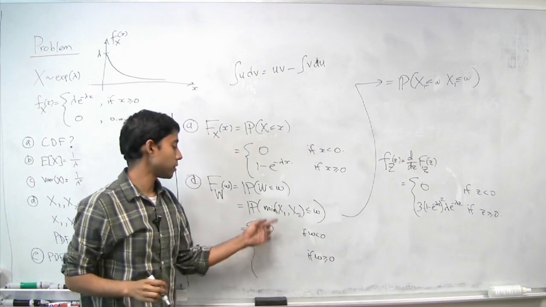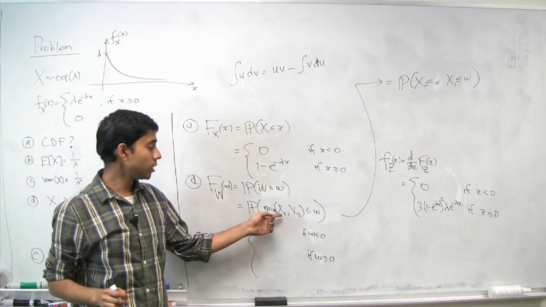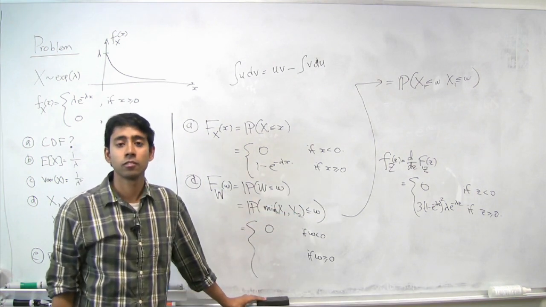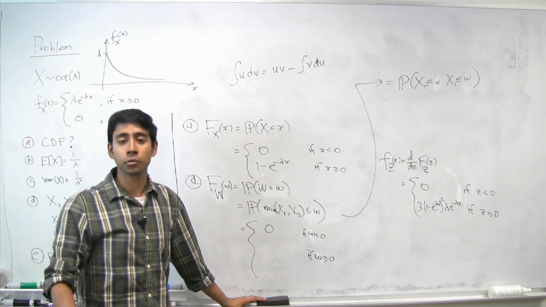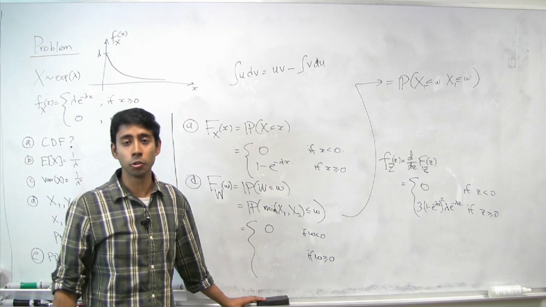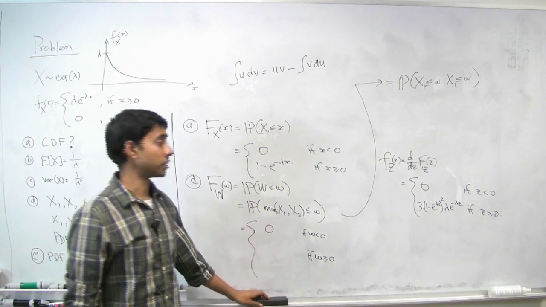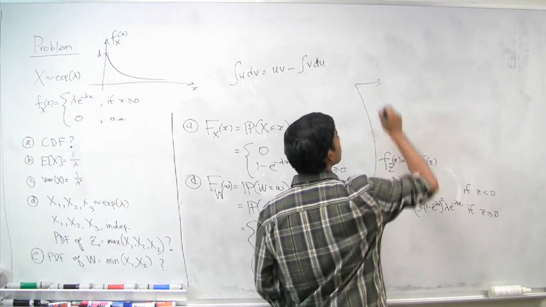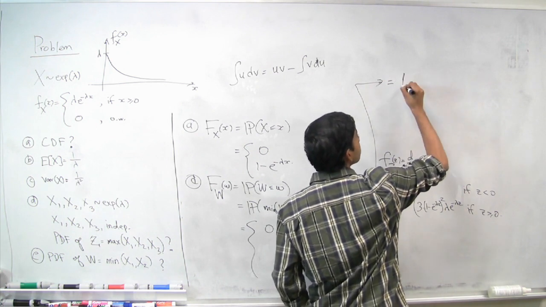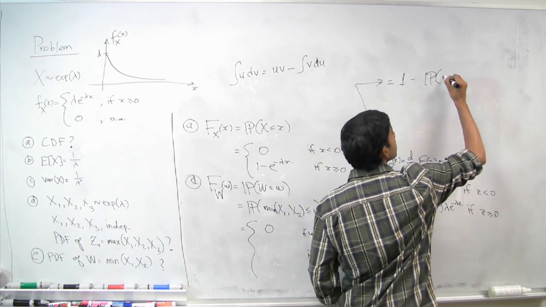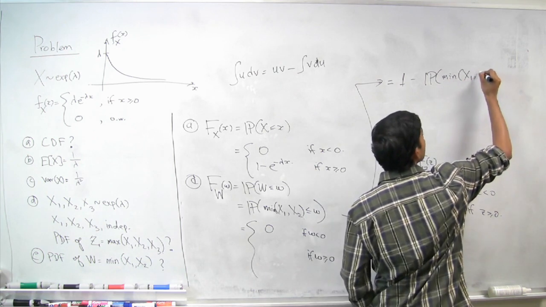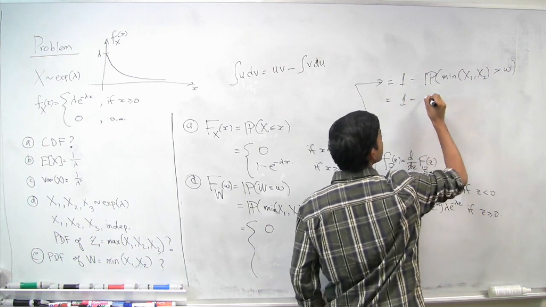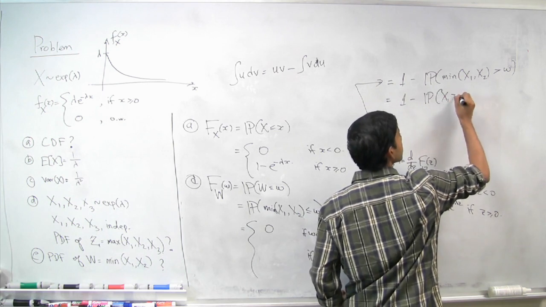Is it true that if the min of x1 and x2 is less than or equal to w, that each of them is less than or equal to w? No, right? x1 could be less than or equal to w, and x2 could be bigger than w, and the min could still be less than or equal to w. So that's definitely not true. So what do we do here? The trick is to flip it and say, we want to compute the min of x1 and x2 being greater than w. In that case, let's check if we can do this trick.